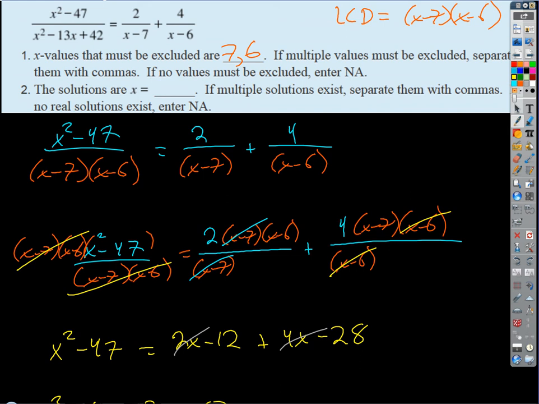x cannot equal 7, right? 7 isn't allowed. So what happened this time is that when we cleared the fractions and solved, we got a solution that was one of our excluded values. So what do you think we would call that solution? It's a non-solution. What's our fancy math word for a solution that's incorrect? Yeah, it's an extraneous solution, right?